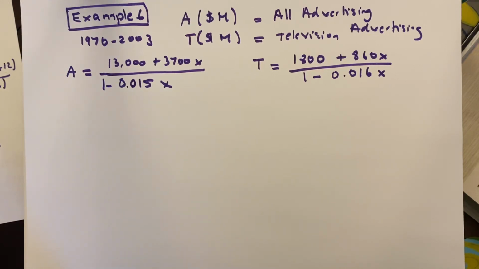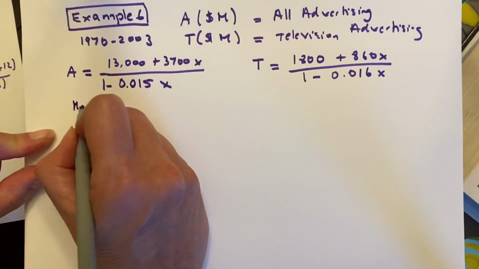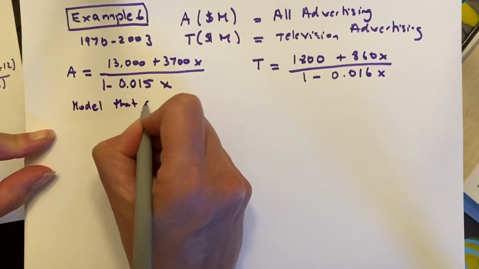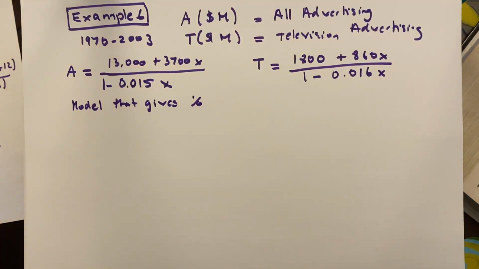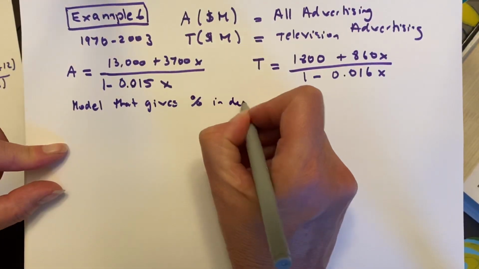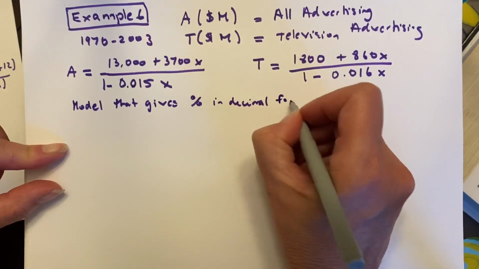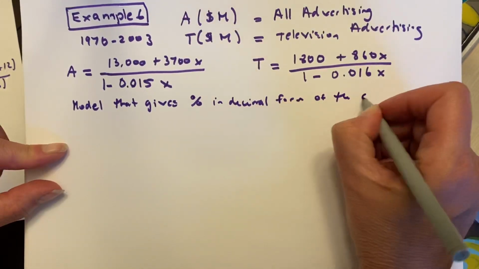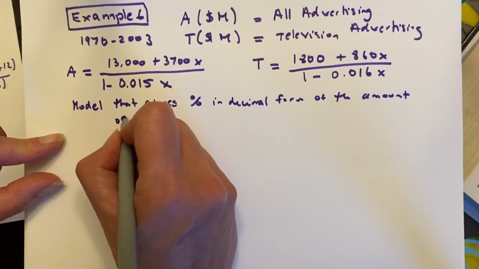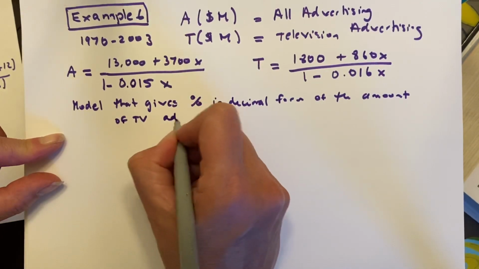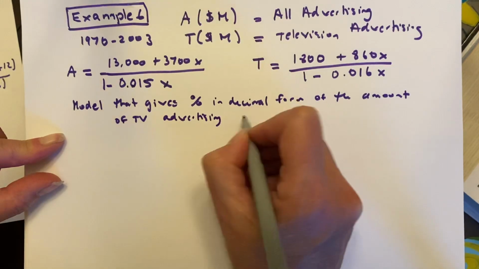So the question is, write a model that gives the percent, in decimal form, of the amount of TV advertising compared to all advertising.